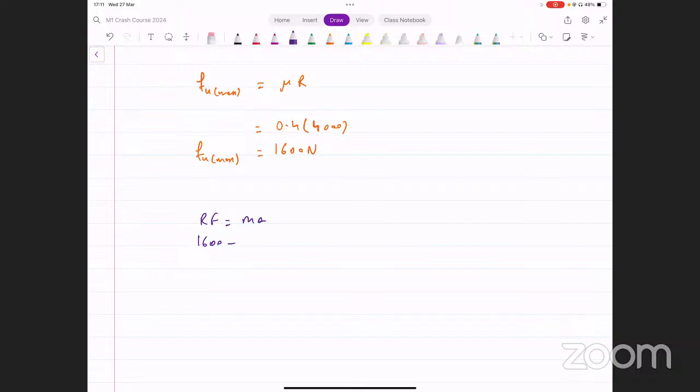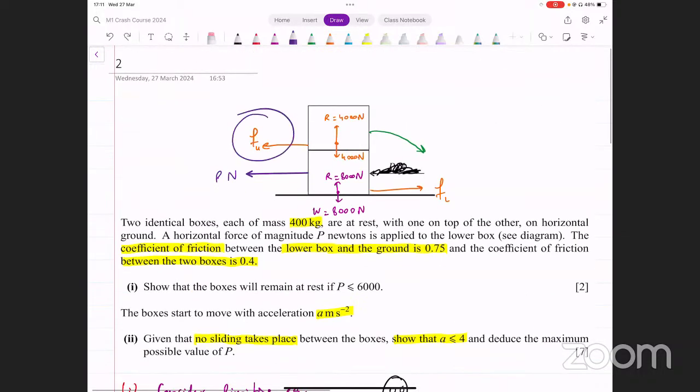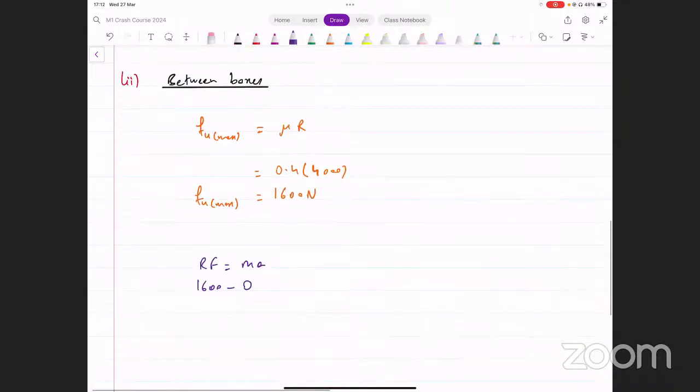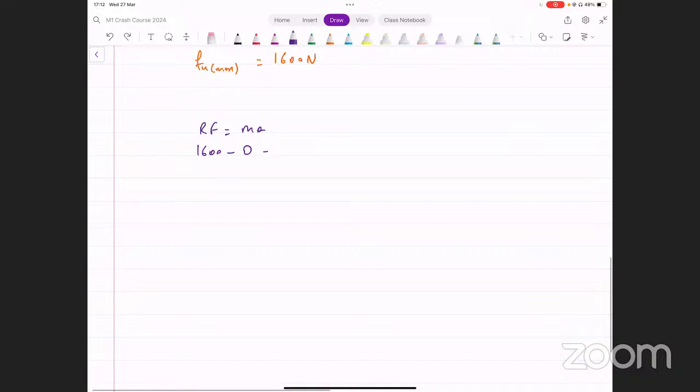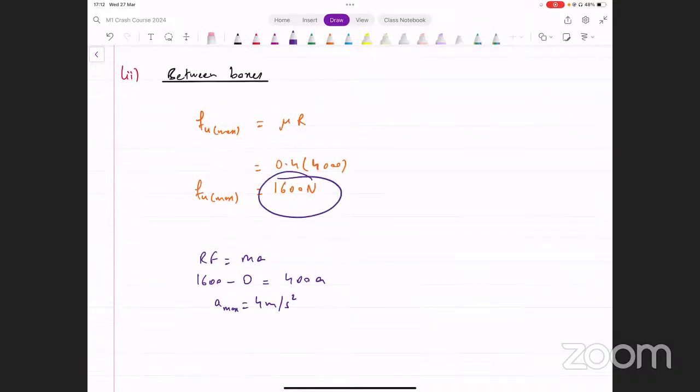We can find that like this. Forward force is 1600 Newton, that's Fu, minus the backward force, that's 0. What's the mass of the upper box? That was 400, into A. That gives you a value for A, which is 1600 divided by 400, and that gives you 4 meters per second squared. So when the friction on the upper box is at its maximum value, the acceleration of the upper box is going to be at its maximum value as well. So this is the maximum possible acceleration that this friction can basically handle.